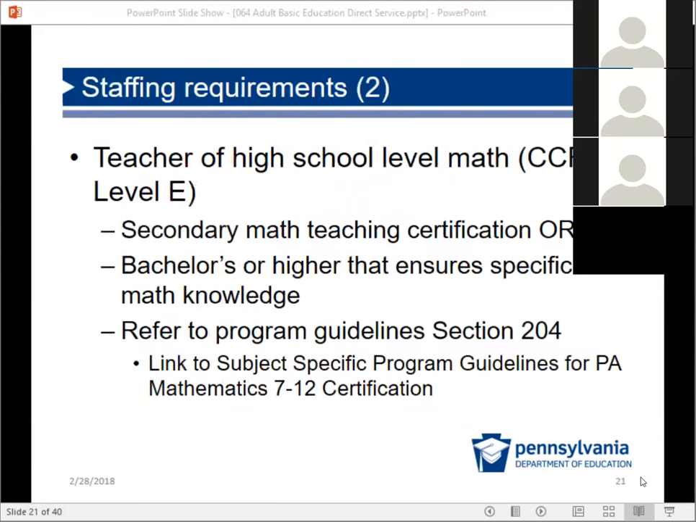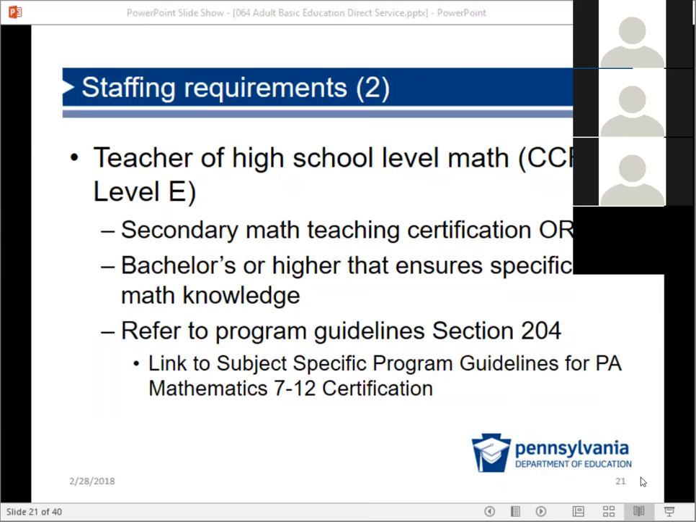The Division of Adult Education is imposing additional requirements for teachers of mathematics at the College and Career Readiness Standards Level E. These individuals must have secondary math teaching certification or a bachelor's degree or higher that ensures knowledge of mathematics required of certified math teachers. Refer to Section 204 of the Adult Education and Family Literacy Guidelines for a link to a document listing the required knowledge.